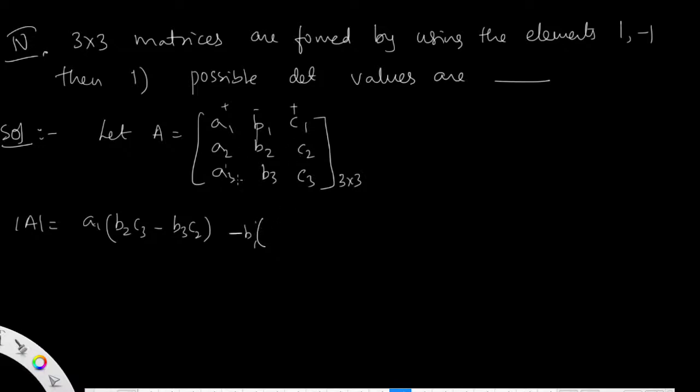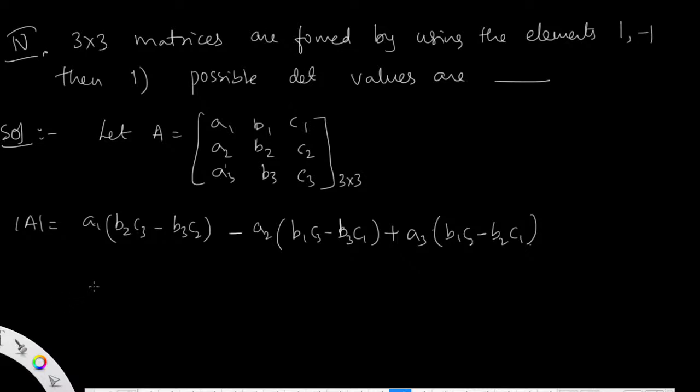for our convenience, it is better to write A2. For A2, this column and this row will be cancelled, then B1 C3 minus B3 C1. Next, for A3, this column and this row will be closed, then B1 C2 minus B2 C1.